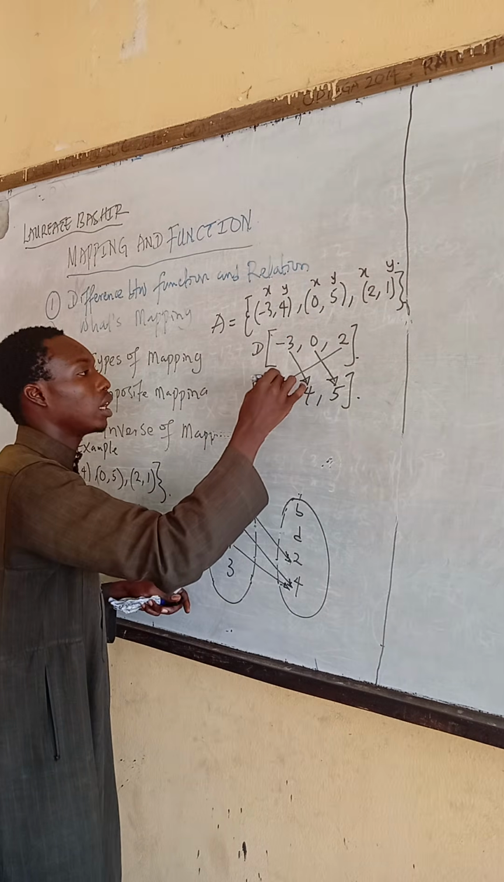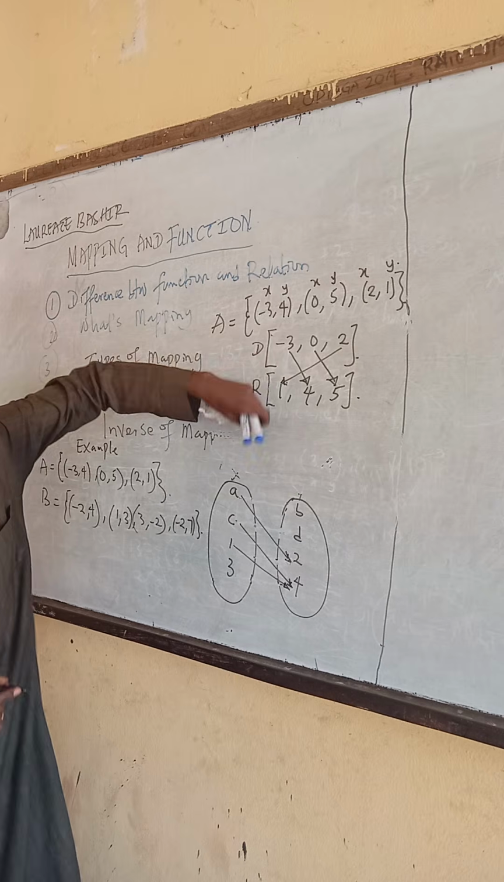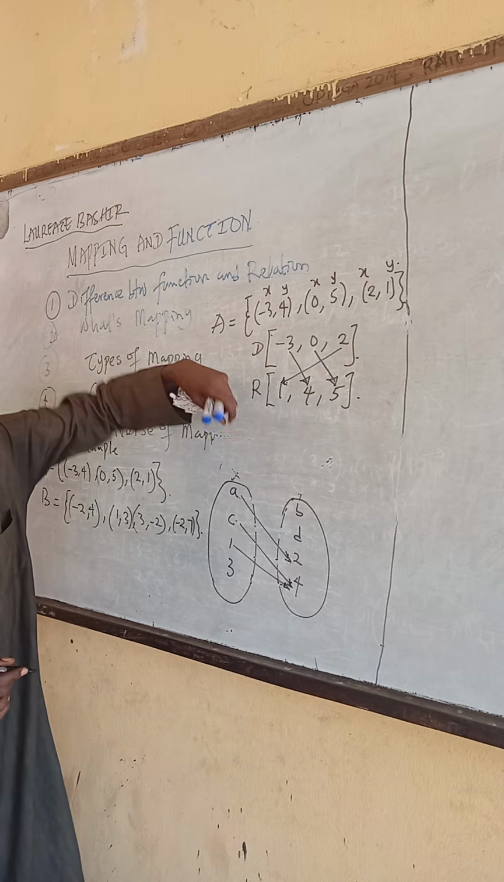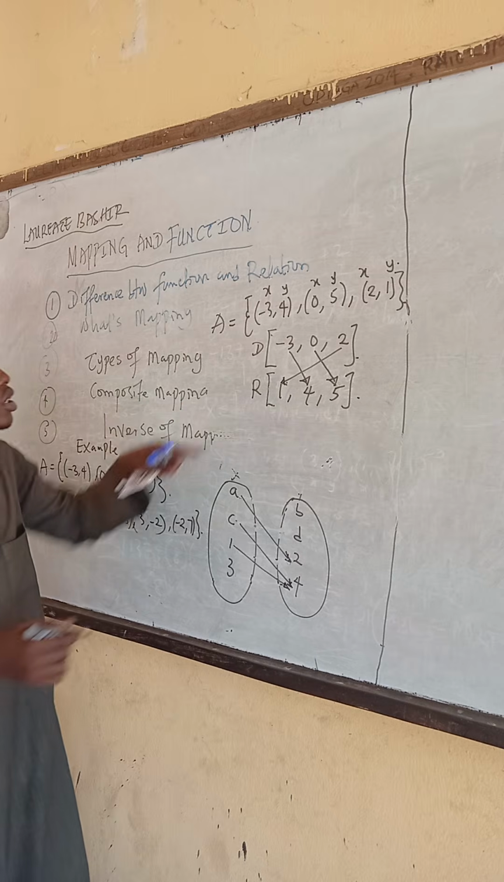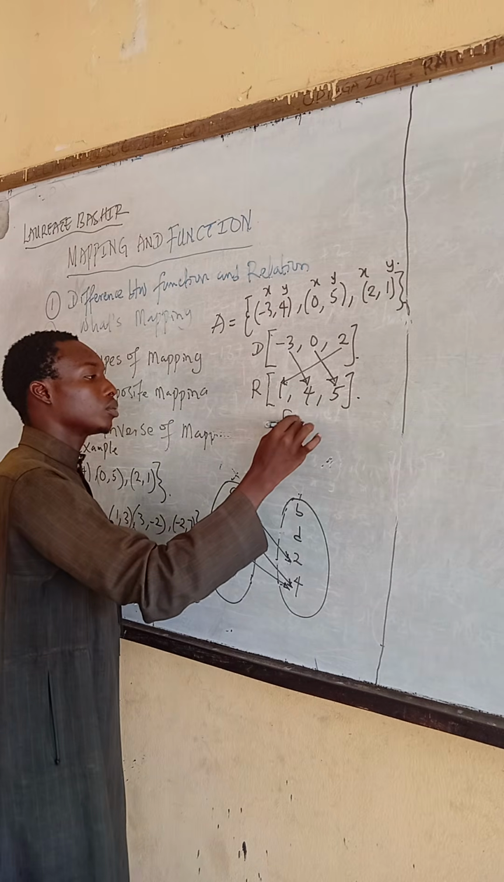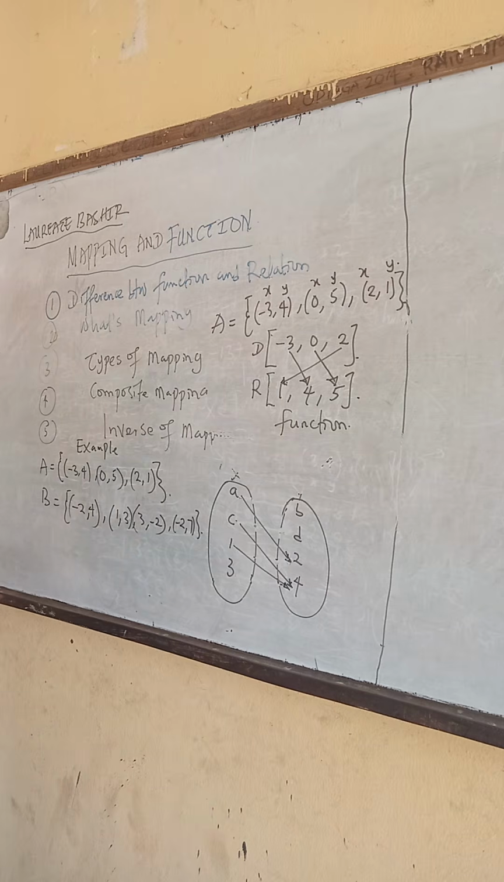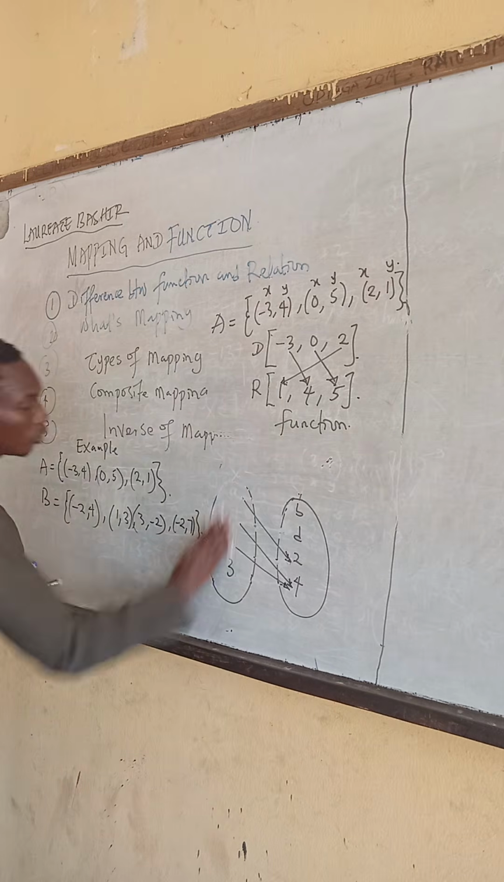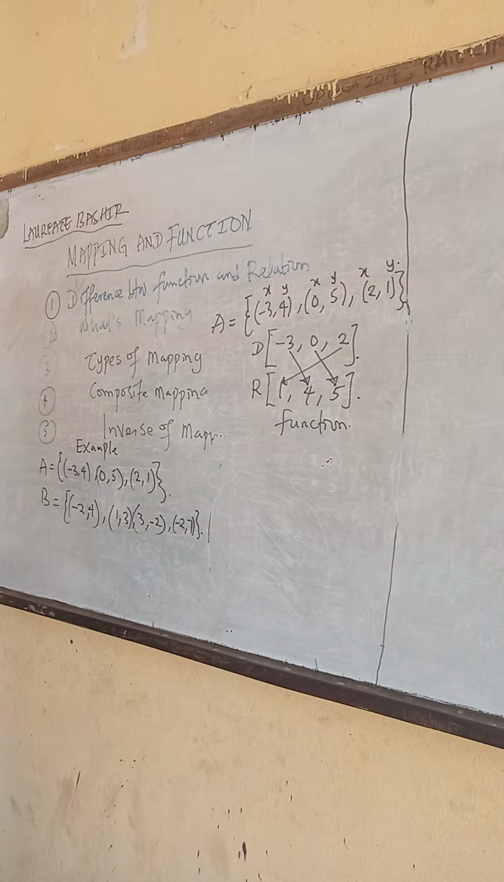2 to 1. You can see that each of the domain has an output. Each has an output. So in this case, you call this a function. This is a function, not a relation. But now look at the second one, which is this.